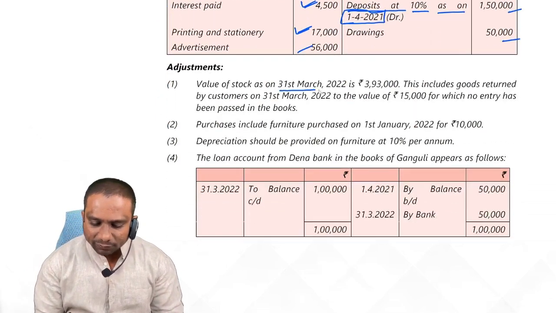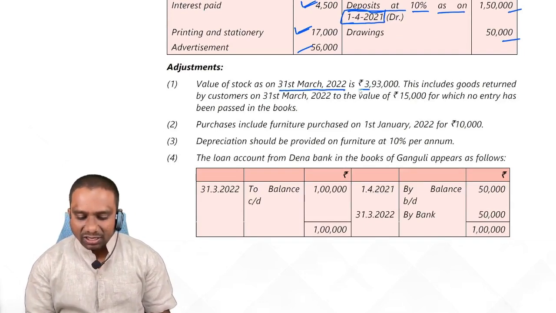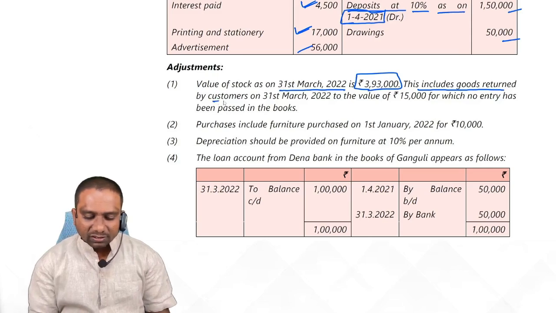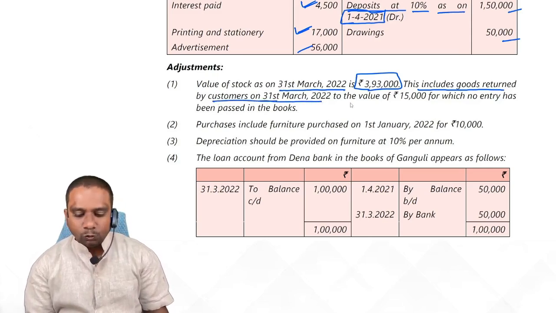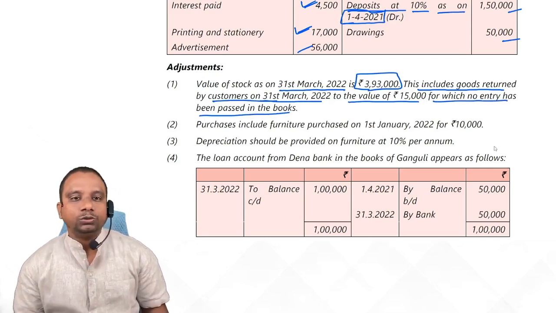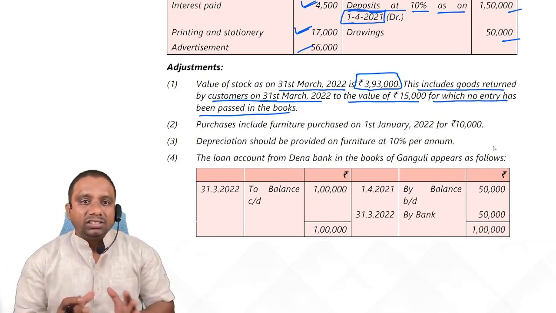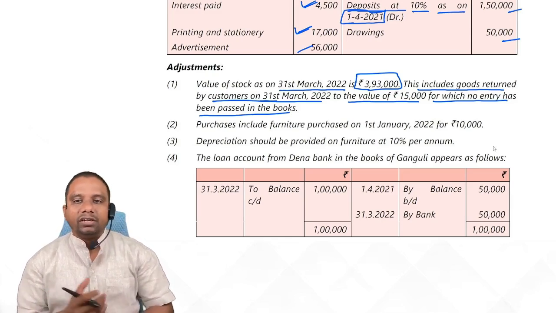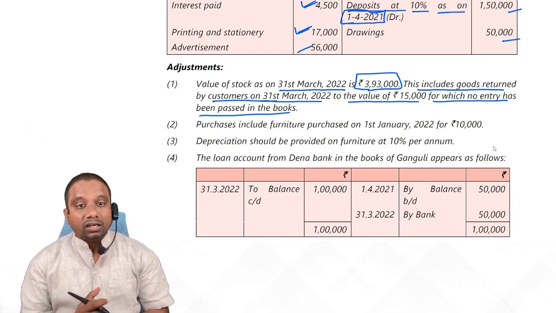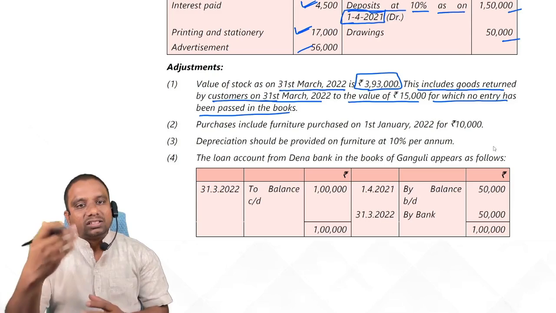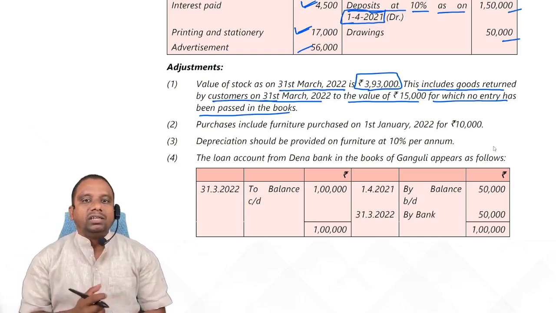Value of stock on 31st March 2022 is 3,93,000. This includes goods returned by customers on 31st March 2022 to the value of 15,000 for which no entry has been passed in the books. Means this is sales returns, no? So there is no entry for this. Now we record the entry: Sales returns account debit to debtors account. Because of this, what is the effect, students? Sales returns account balance increases, debtors account balance decreases.